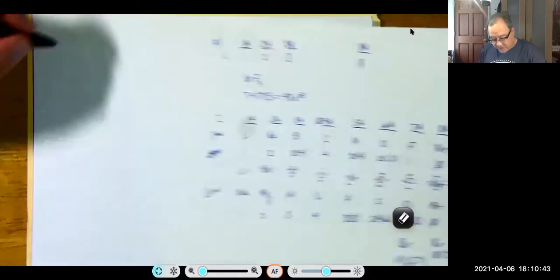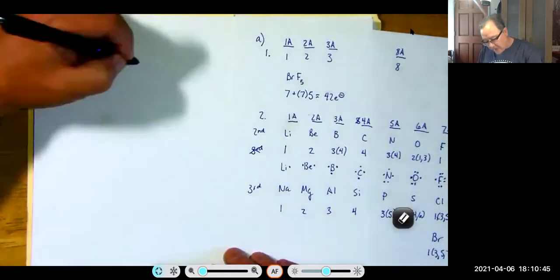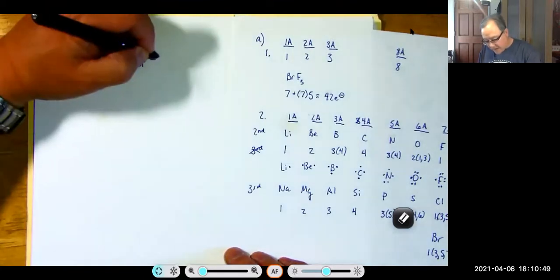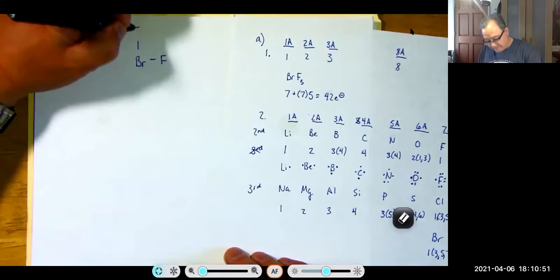Okay, so we're continuing on with A. We're going to put bromine in the middle, and we're going to put the fluorines around it, all 5 of them.